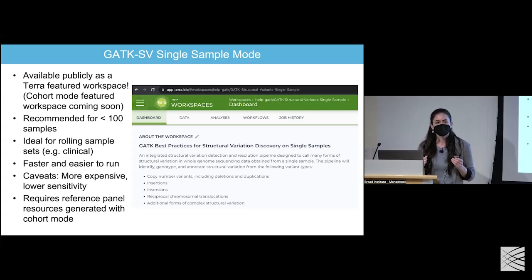Single sample mode is recommended when you have fewer than 100 samples, so not enough to run joint mode. That is also ideal maybe in a clinical setting where you might have rolling sample sets. You don't have all of your samples at once. Single sample mode is faster and easier to run, but with the caveats that it's more expensive per sample and there is lower sensitivity. It also requires reference panel resources that were generated with cohort mode, and we provide a publicly available pre-computed reference panel using data from the 1000 Genomes project.